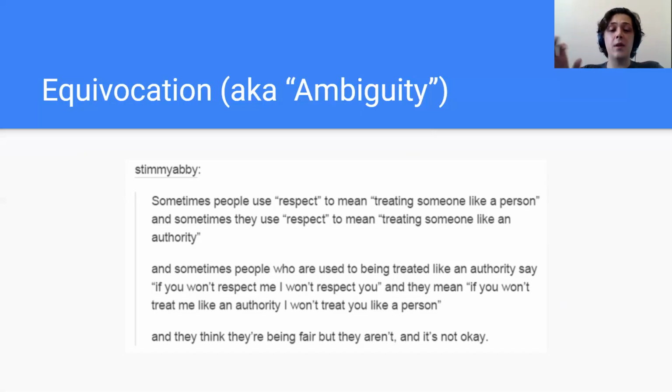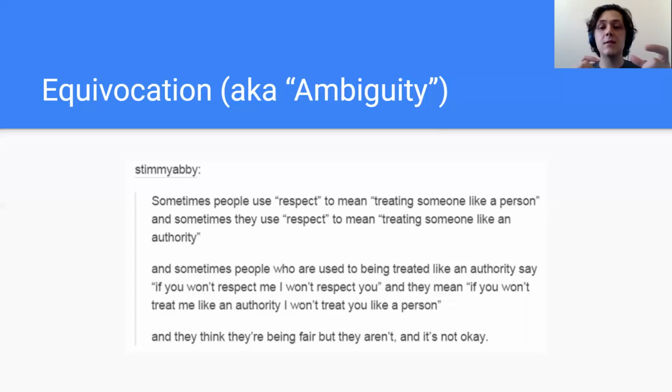So that is an example of equivocation. And it's an example of people, assuming they're speaking in good faith, making an error and tricking themselves with this fallacy. They think they're being fair when they say, if you won't respect me, I won't respect you. You know, if teachers or coaches or police officers or whatever, people who are used to having authority, say, if you won't respect me, I won't respect you, they might think they're being fair because it sounds fair. If you don't respect me, I won't respect you.